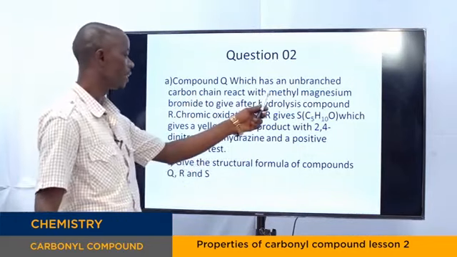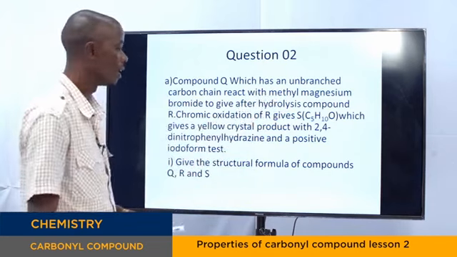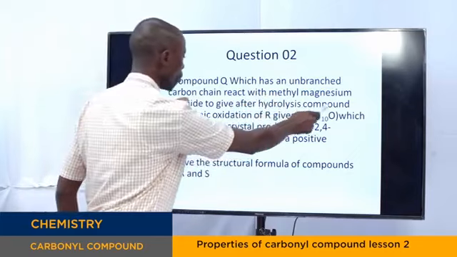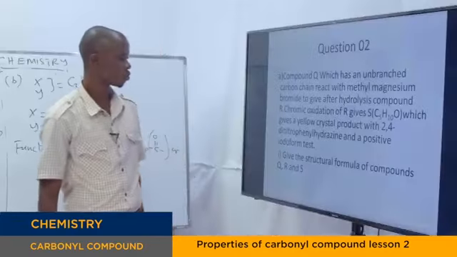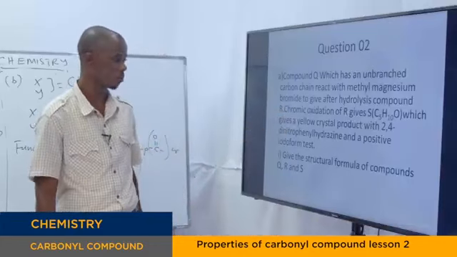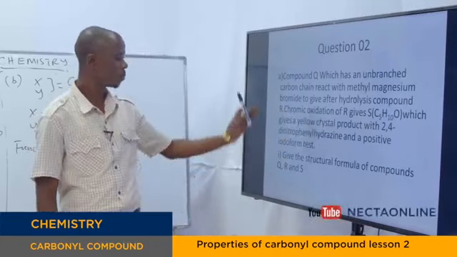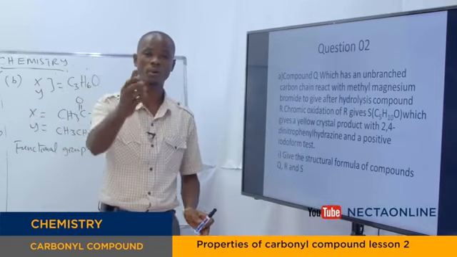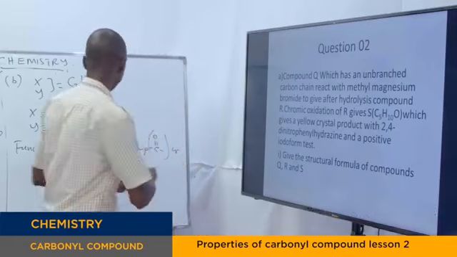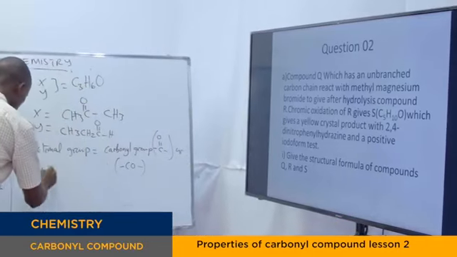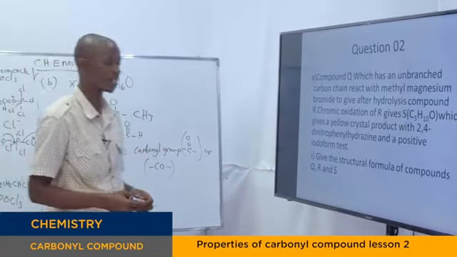If it reacts with the Grignard reagent, which contains methyl magnesium bromide, and water, that means hydrolysis is water, we are going to get this alcohol. So R will be an alcohol. And chromic oxidation of R. When we talk about chromic oxidation, we are talking about oxidation by chromic acid. This is chromic acid. That is a mild oxidation.